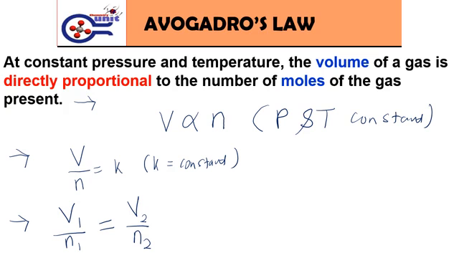Okay, and then based on this relationship, we can sketch or plot the graph for Avogadro's law, where the y-axis is the volume of the gas and the x-axis is the number of moles of the gas. The graph is linear because the relationship is directly proportional, starting with the origin (0, 0) and increasing linearly.